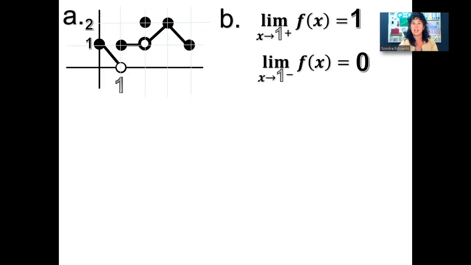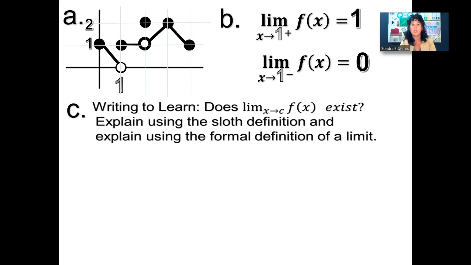Okay, and then lastly, carrying over what we've done so far, we're going to be asked to write in our own words here, does the limit exist as x approaches c of f of x? And they want you to explain. I wrote here, explain using the Sloth definition and also formally, because we really want to keep those two straight because the Sloth definition is not enough to explain on the AP exam, but it does help us quickly get the answers. All right, so let's start. I replace the c there with 1 since our c value is 1. Start with the sloth.